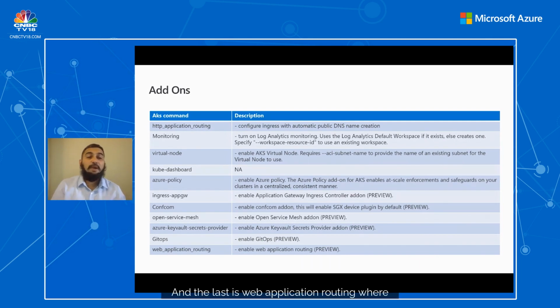And the last is web application routing, where essentially if you want to expose your ingress in a secure manner, you can just enable that, and we will enable web application routing directly out of the box. You do not need to create an ingress controller resource yourself.